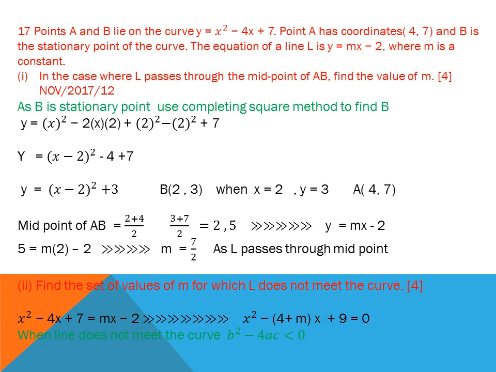Find the set of values of m for which L does not meet the curve. This is also a repeating part. When it does not meet the curve, it means the discriminant is less than 0: b squared minus 4ac is less than 0. First I equate these two equations: x squared minus 4x plus 7 is equal to mx minus 2. So x squared minus (4 plus m) x plus 9.